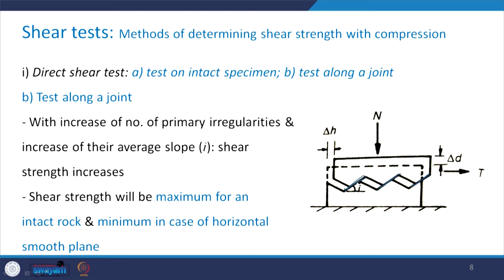So, when we increase the number of primary irregularities, or there is an increase in their average slope I, the shear strength increases. Say there are two specimens. In one case, the number of primary irregularities, let us say, is 10, in another it is 20. So, whose strength will be more? The one which has more number of primary irregularities. Similarly, when there is an increase in the average slope, again that would cause an increase in the shear strength.